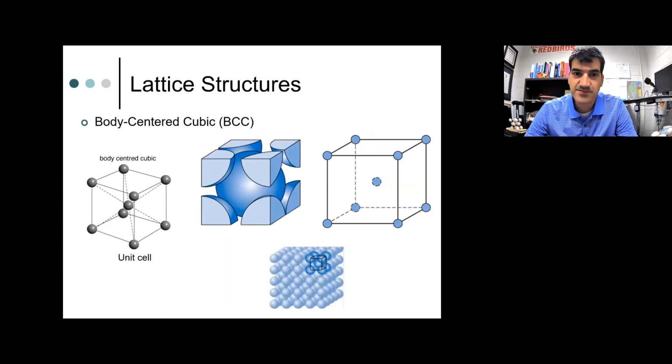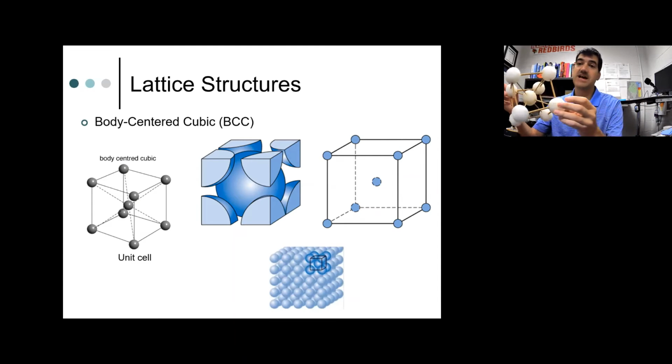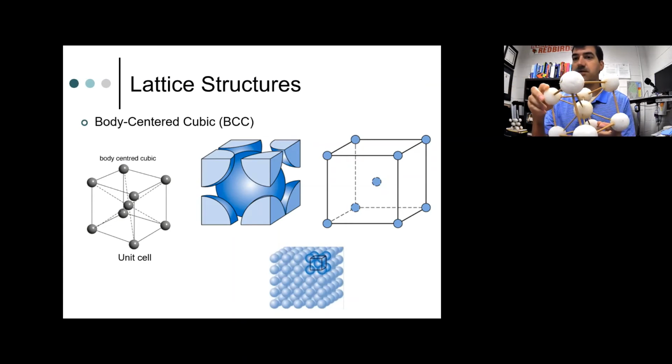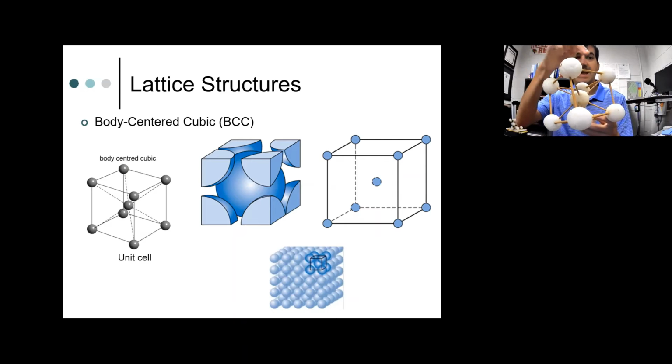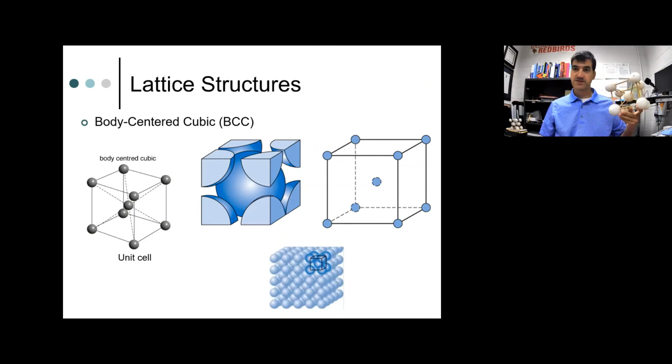The next one is body-centered cubic. With this one, take your simple cubic cell, and then right in the middle of that unit cell, put another atom. That's all that body-centered cubic is. Here is a good example. Normally I would pass this around the class, but if I rotate it, you can see a little better. It has an atom at each vertex, or each corner of the cube, and in addition, it has one right in the middle. So this is a body-centered cubic lattice structure.